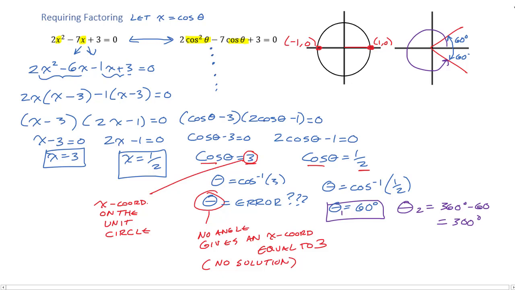So in the end, we only have 2 solutions. We had a possibility of getting 4, but we only ended up with 2. So our final answer is 60 degrees or 300 degrees.